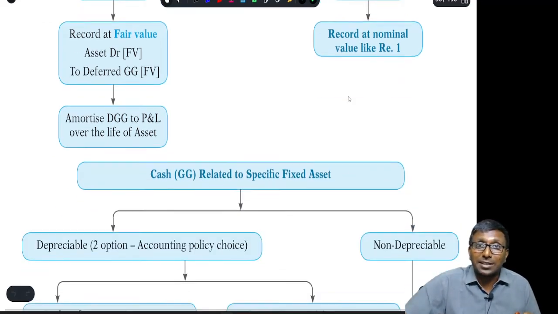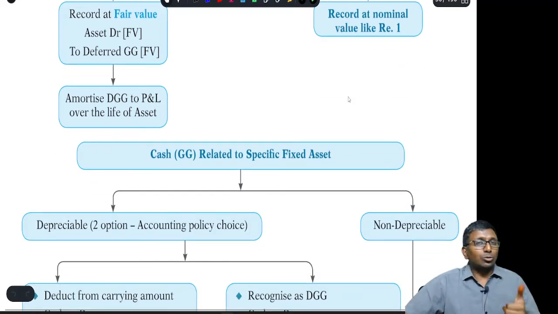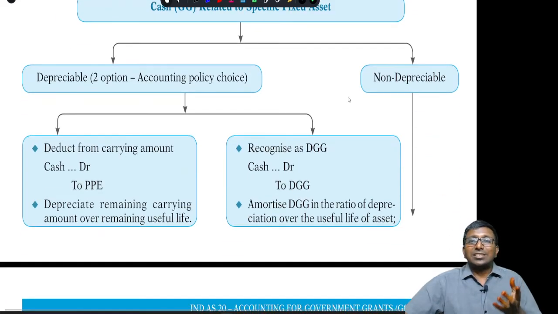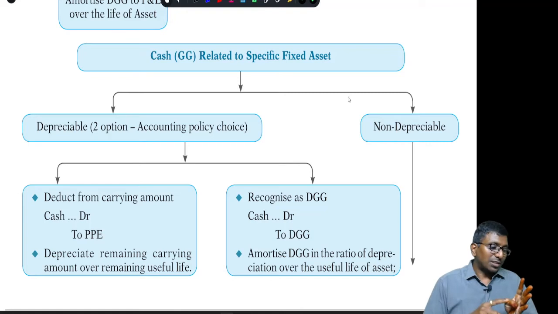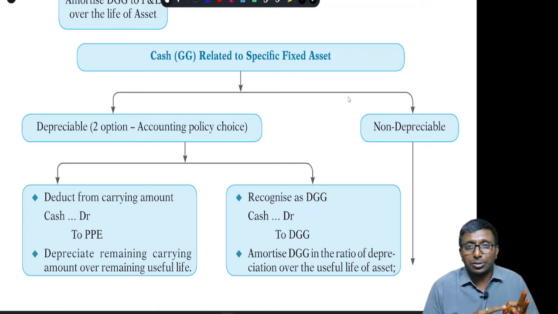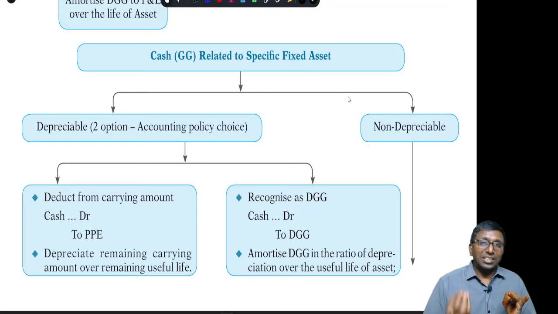It does not make any sense. Next, you received a government grant in cash. Then you should ask a question: is it related to a depreciable asset, or is it related to a non-depreciable asset? And the third one is, is it related to any expenditure? Yeah, power expenses, something like that.